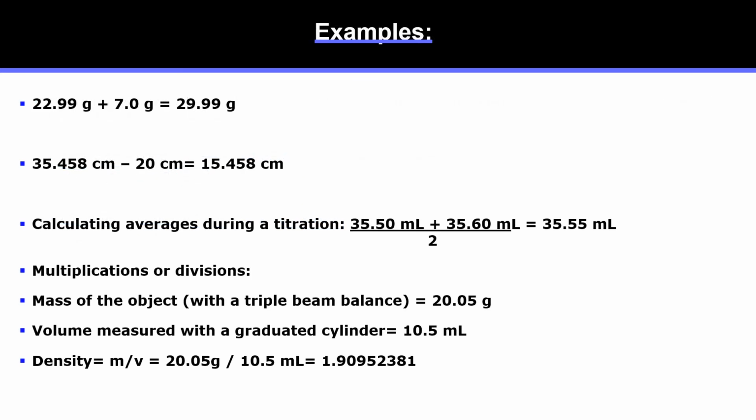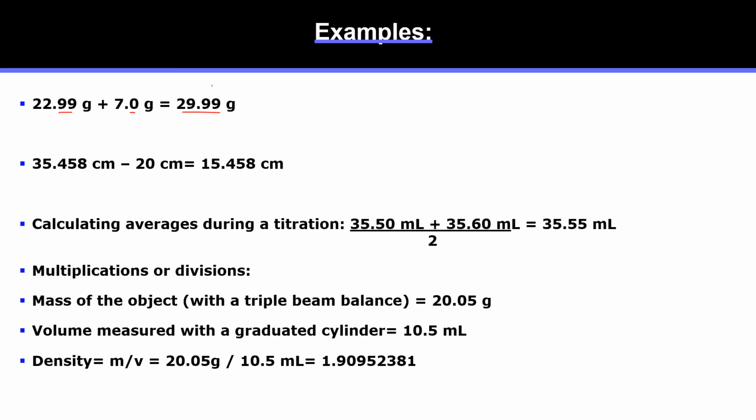Okay, this last slide is going to help us review all the things that we already covered. So we are going to do several calculations. In this case, we have an addition. This one has 2 decimals. This one has 1 decimal. So the answer should have only 1 decimal.